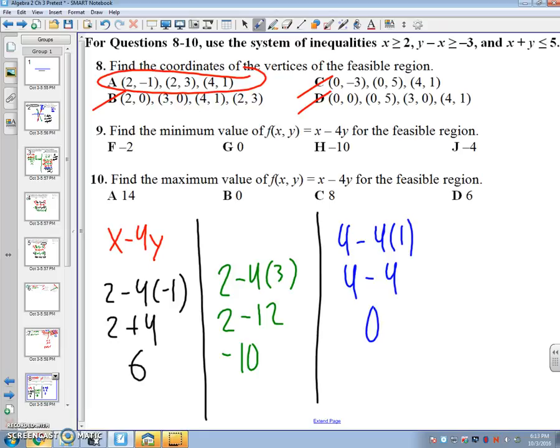Now it's asking, number 9 is asking for the minimum, the lowest. So the smallest number is negative 10. That point was 2, 3. But this one's the number, so it's H. That is the lowest number we can get. Find the maximum. Well, of the 3 numbers we have, the highest is 6. So the answer here is D, 6.